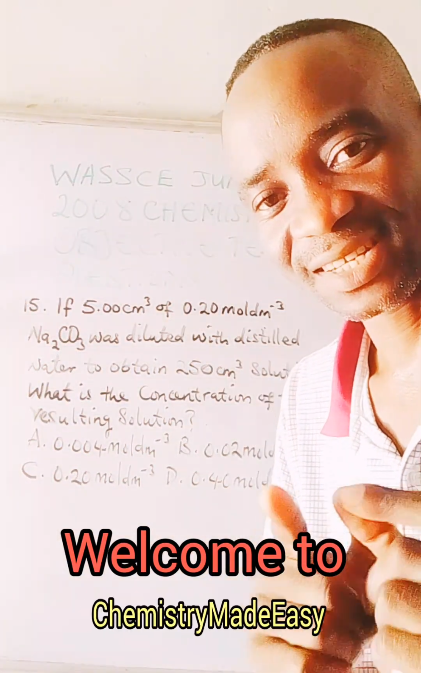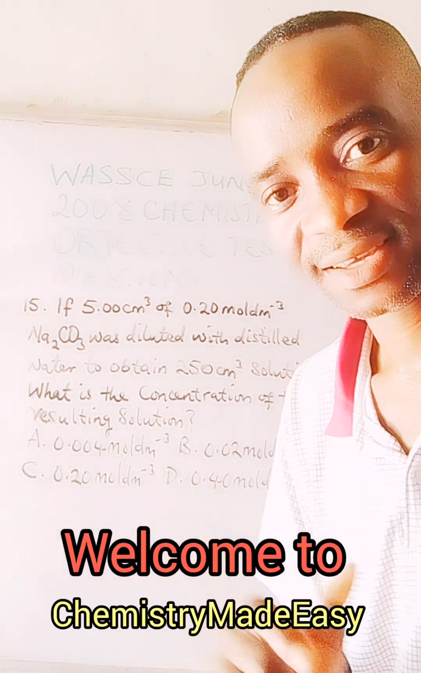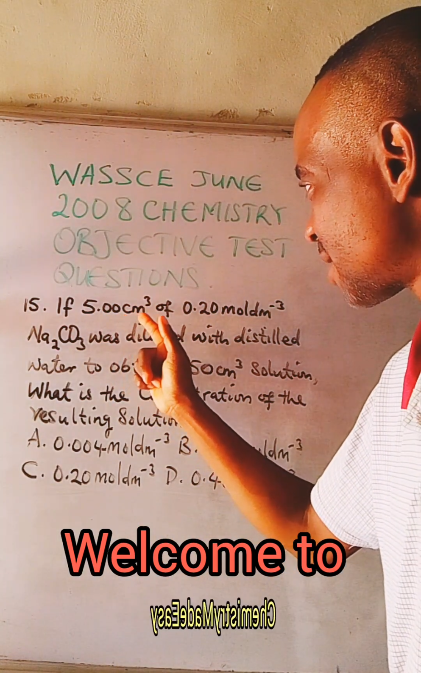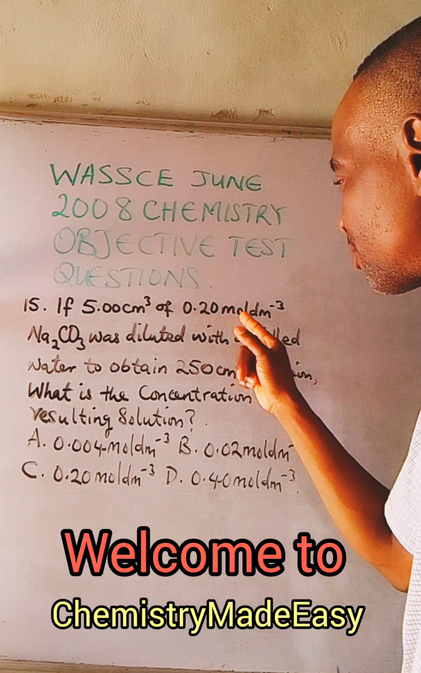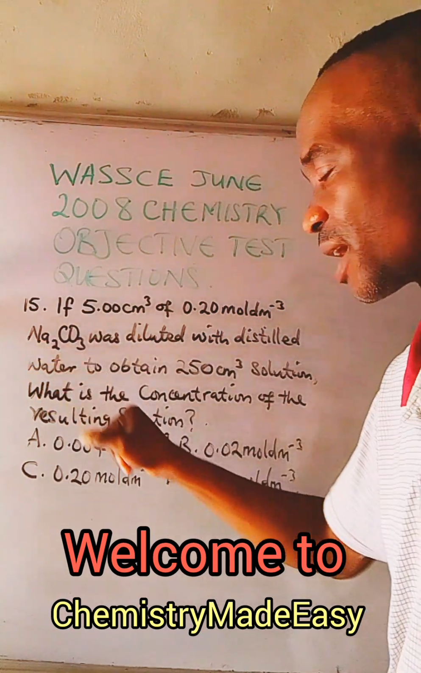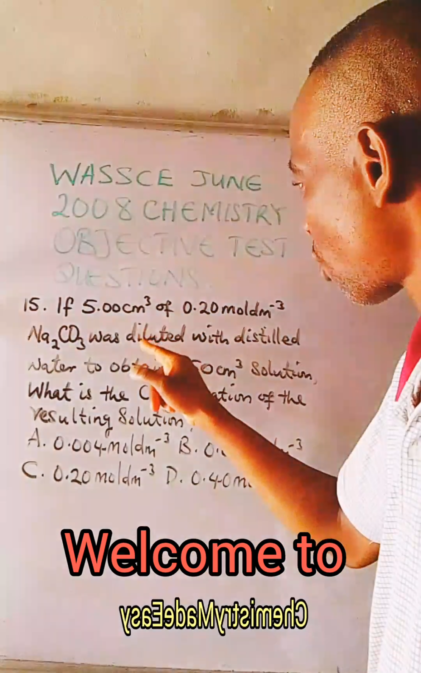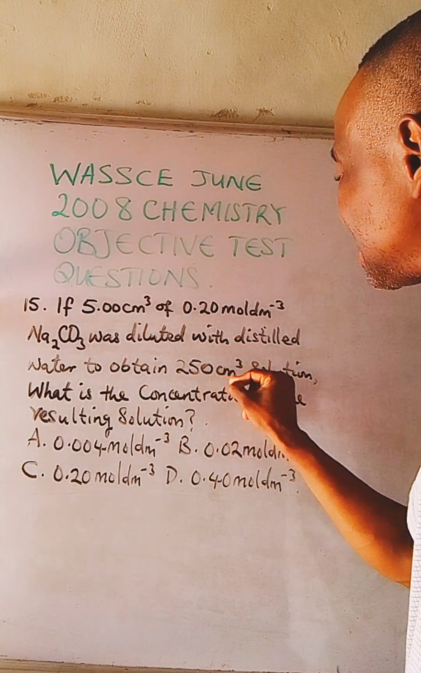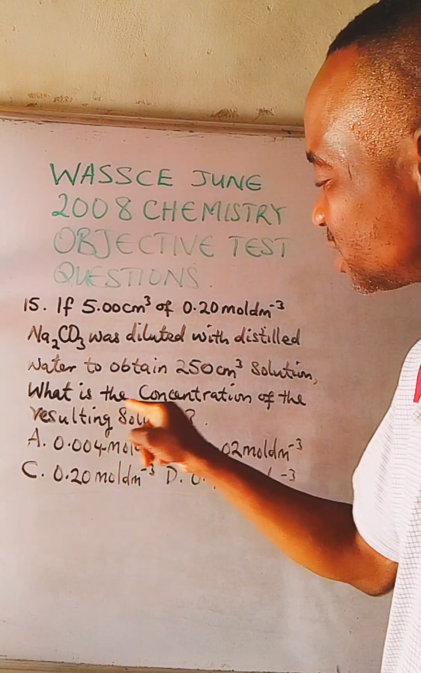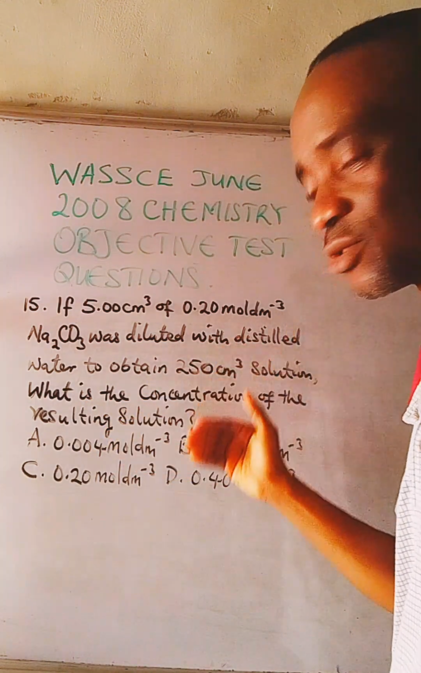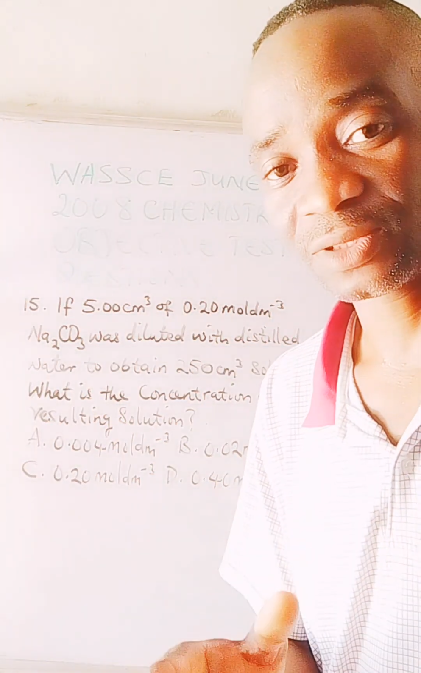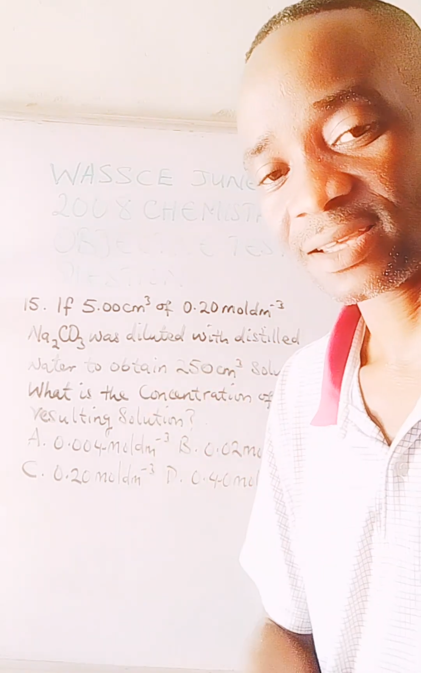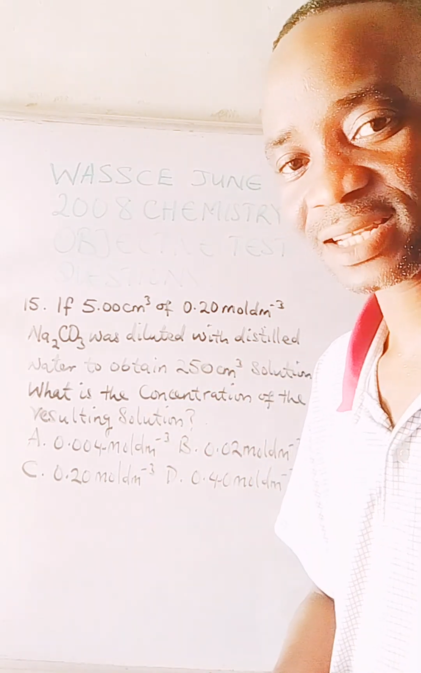Pay attention to this question, number 15. It says, if 5.00 cm³ of 0.20 mol/dm³ sodium trioxocarbonate(IV) bicarbonate was diluted with distilled water to obtain 250 cm³ solution, what is the concentration of the resulting solution? This is the dilution principle, and there is a way of solving it. I would like to explain it so that you understand it better.